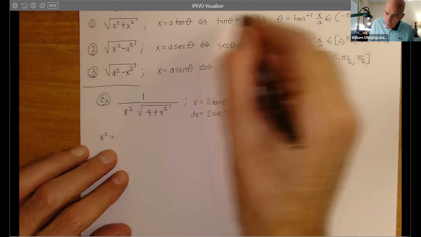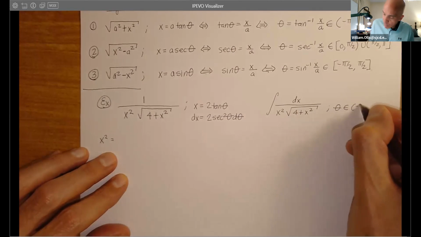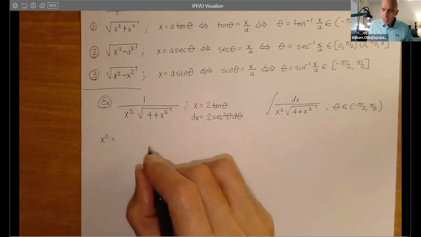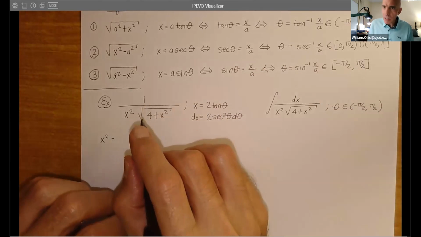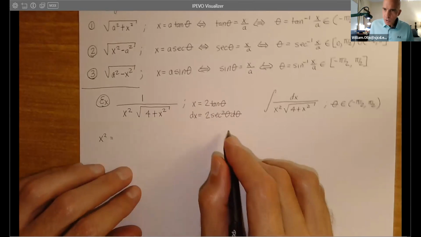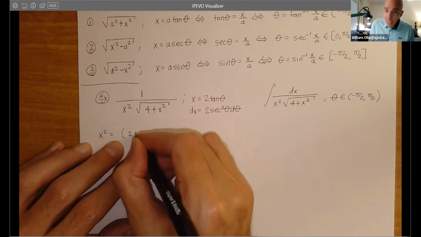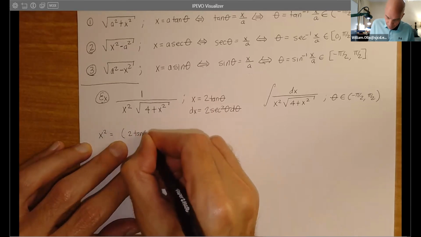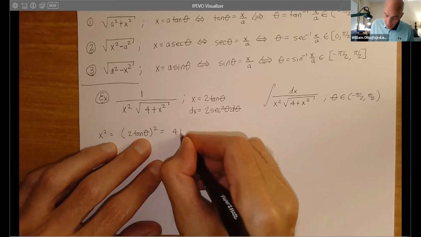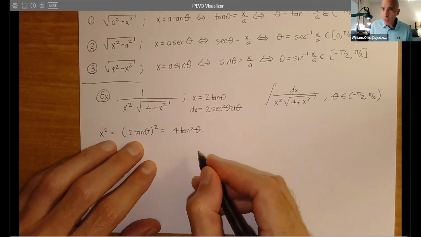Now remember, up here, theta lives between negative pi over 2 and pi over 2 for this particular substitution. Secant is not as friendly to us. We get two branches, and so you have to be very careful with it when you're doing definite integrals. So x squared would be 2 tangent theta squared. Well, that's easy. That's just going to be 4 tangent squared theta. So that's what the x squared looks like.